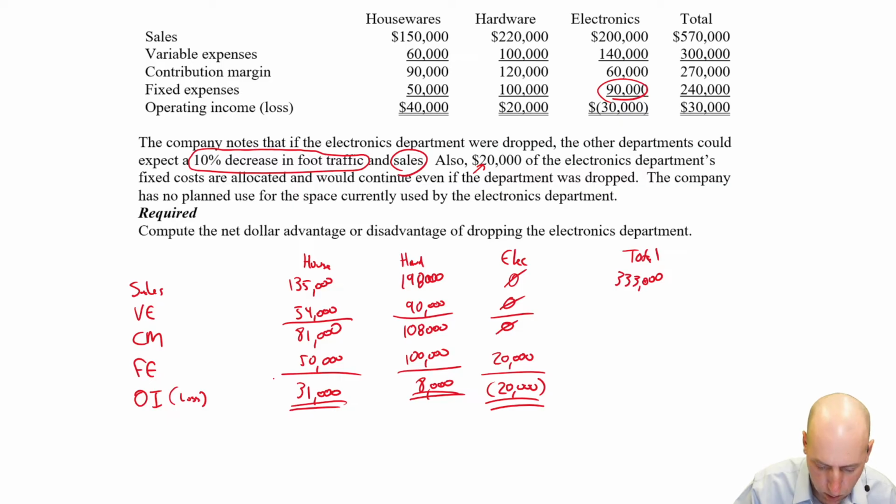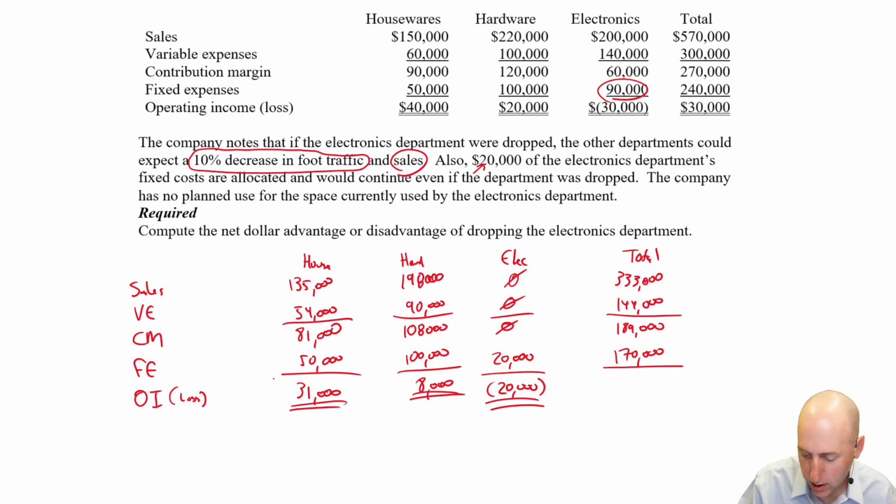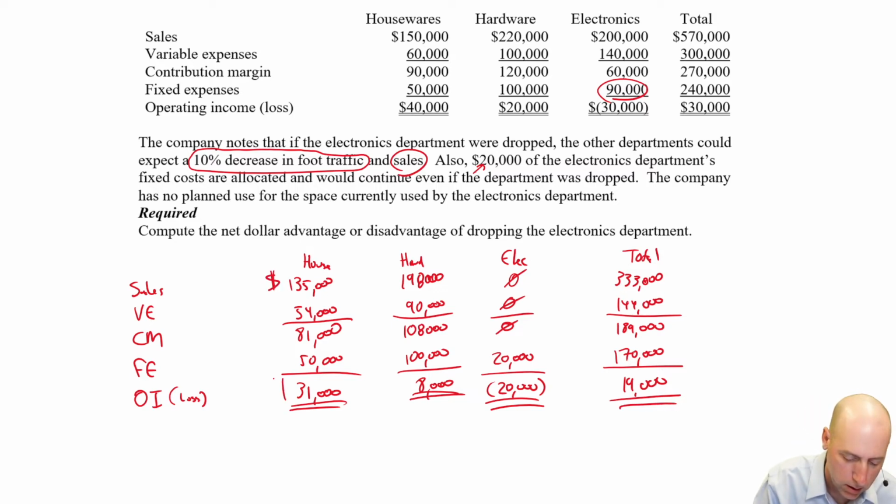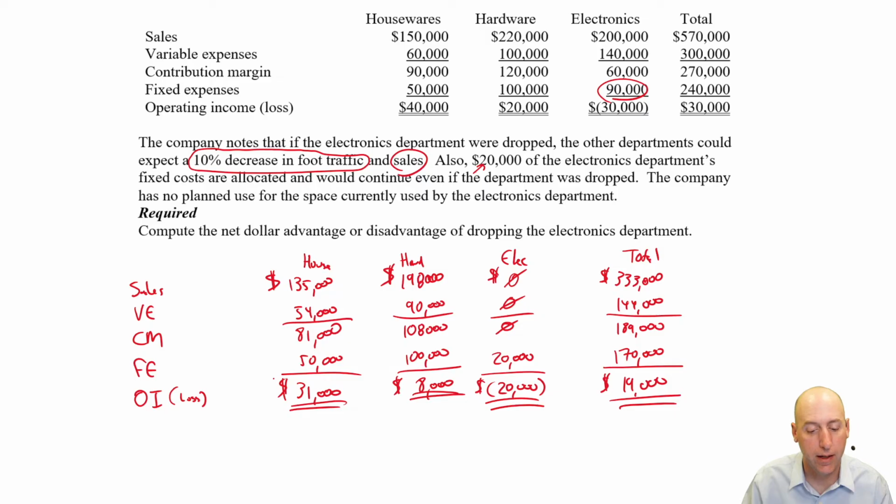54 and 90 is 144. 108 and 81 is 189. And also 333 minus 144 should be 189. Our fixed expenses, 170. So our operating profit anyway is 189 minus 170 is 19. And again, this should add across just as well. I always like to have dollar signs at the top and bottom of any financial column. And there we have it.